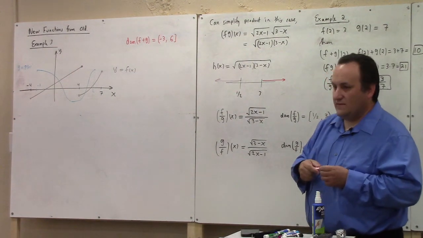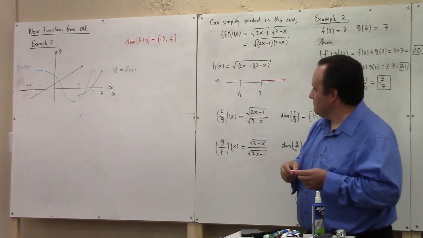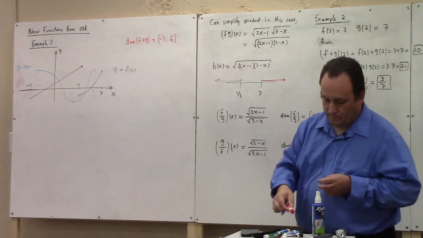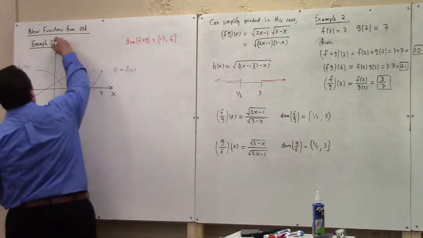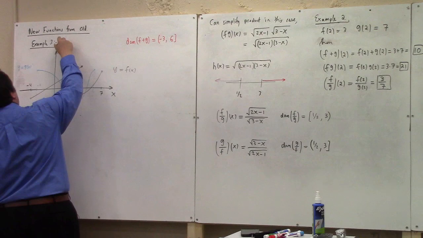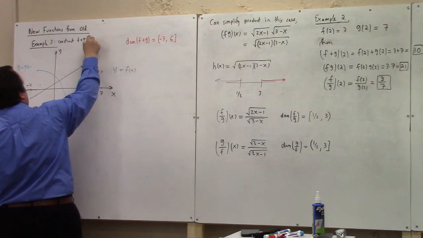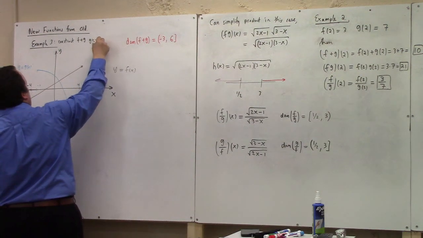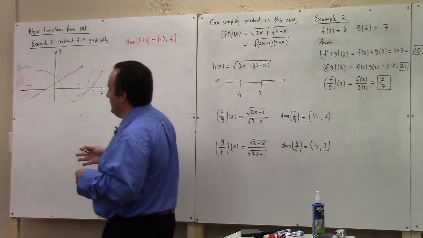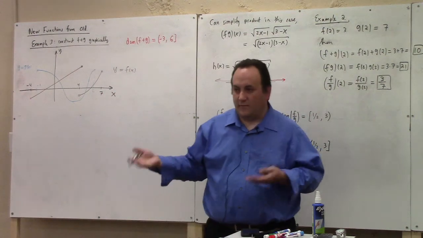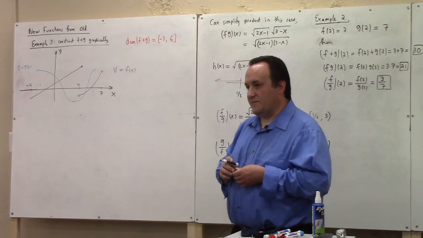Now let's add these functions. How do you add functions? Again, the instructions here are example 3: construct f plus g graphically. That's what we're doing, okay? Unlike my first example, we don't have formulas. Instead, we were given graphs.